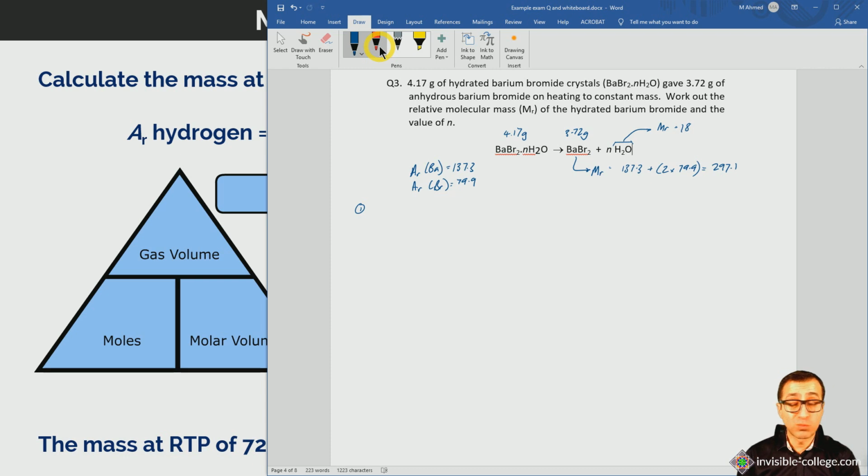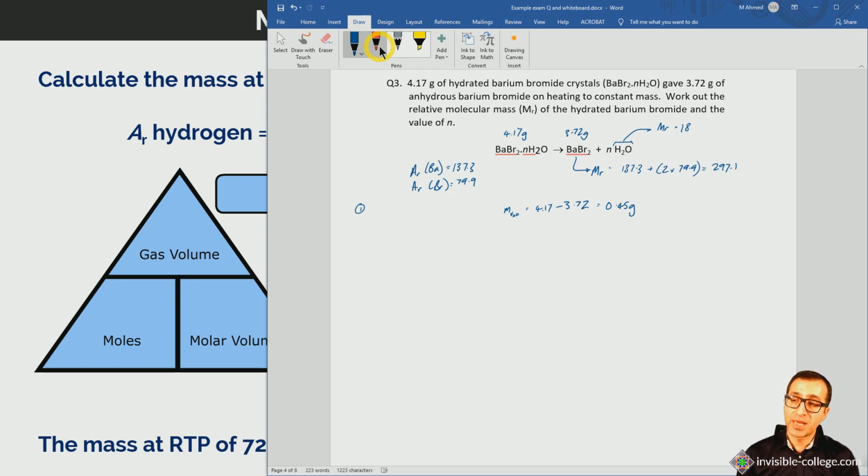So the number of grams of water that must have been driven off is the difference between these two values. Remember, mass is conserved in a chemical change. So if you're starting with a certain amount of mass, and in this case we only have one reactant, you're going to end with the same total amount of mass. So if the total amount of mass on the right-hand side must be equal to the total amount of mass on the left-hand side of the equation, then we can work out what the mass of water was. So the mass of water is going to be 4.17 minus 3.72. So this gives us a mass of water of 0.45 grams.